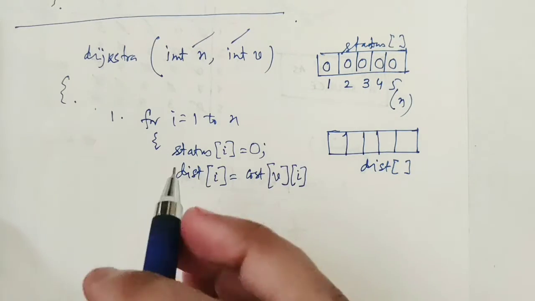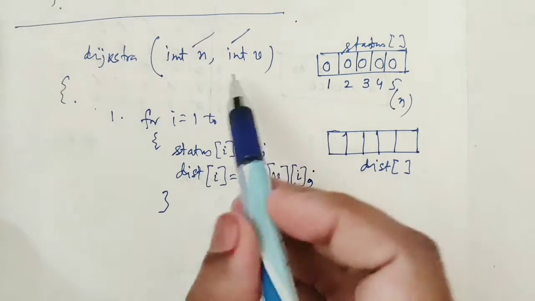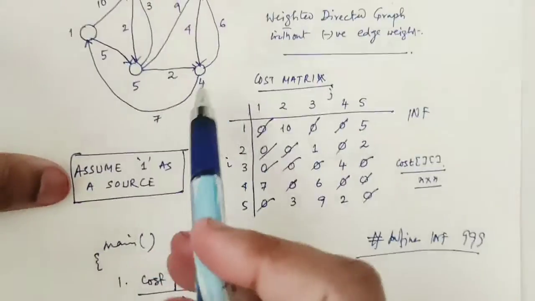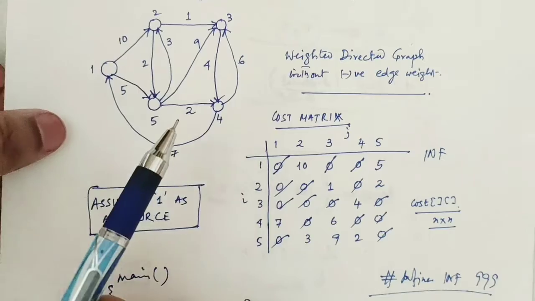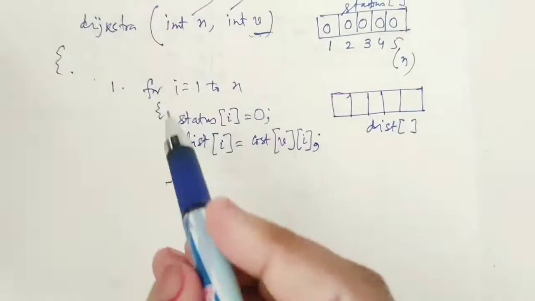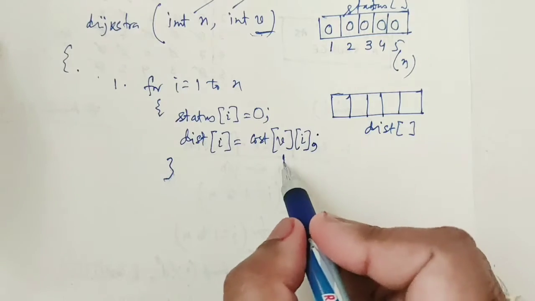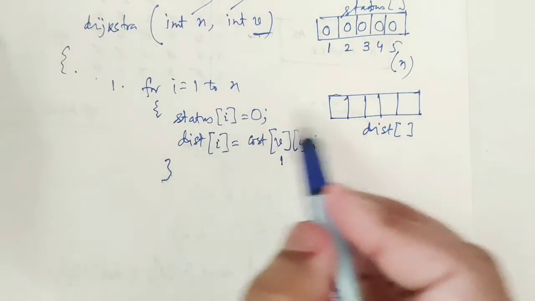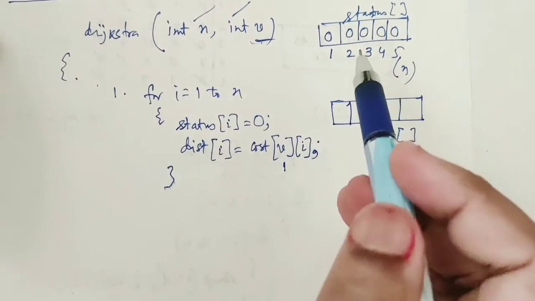It is very, very interesting, you see that. You know that v is the source vertex. Assume that vertex number 1 is the source. Fine, so i equals 1 and v equals 1. So in the first iteration, status of 1 is 0, status of 2 is 0, status of 3 is 0, and up to status of 5, all are 0.